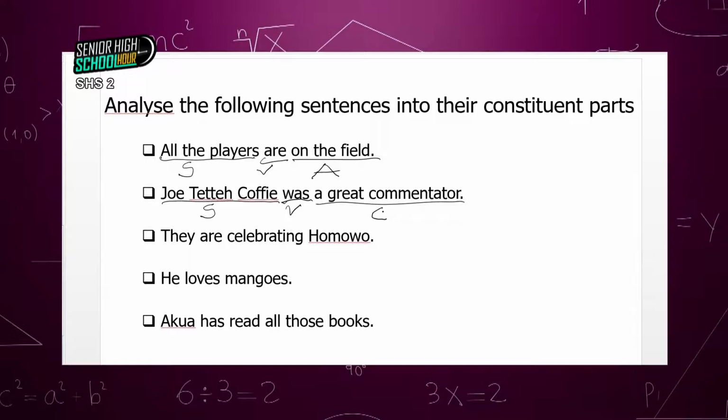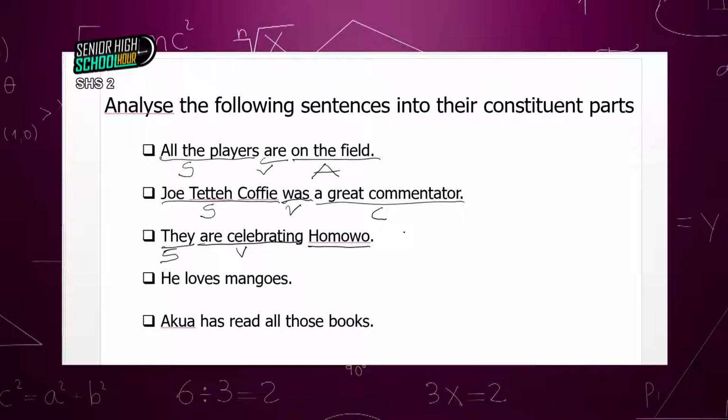Let's go to our next. What's our verb? Are celebrating. Good. Are celebrating. What's our subject then? Once we have found our verb, they. And then homo. What would that be? Can we use it to form a sentence? It is a noun, right? Can we form a sentence? Okay, let's try it. Let's do it together. Homo.